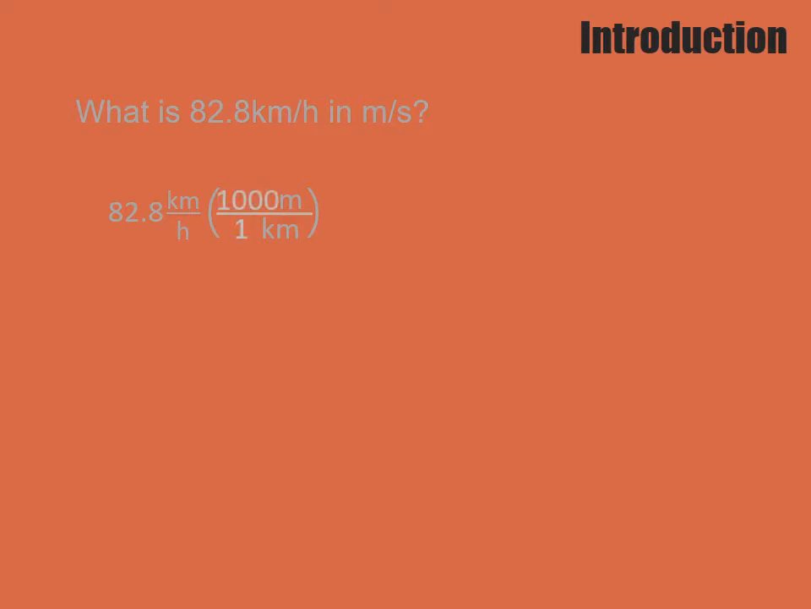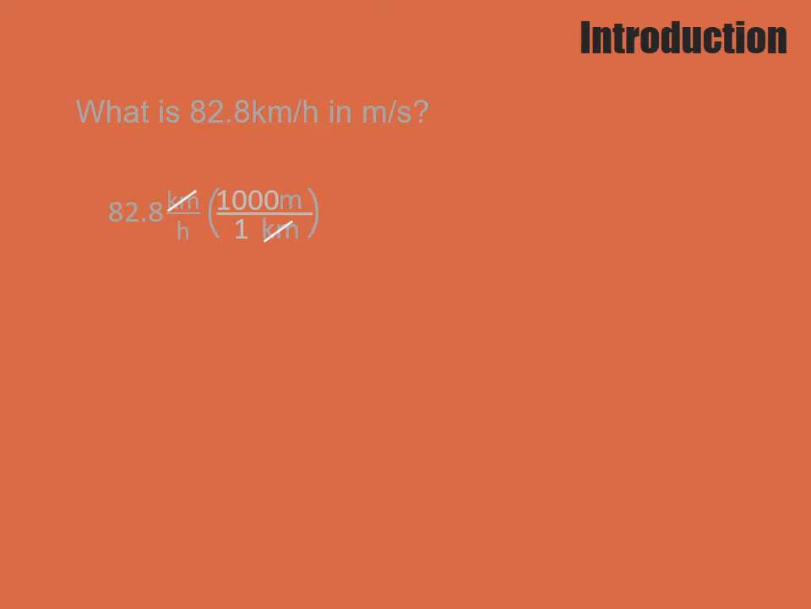Now kilometers on the top can factor out with kilometers on the bottom. And if I were to punch this into my calculator, 82.8 multiplied by 1,000 divided by 1, that would give me an answer that is in units of meters per hour. Now that is not what I want. I'm good with meters. That's what I want in the end is meters, but I want the time to be in seconds. So I have to deal now with the hours.